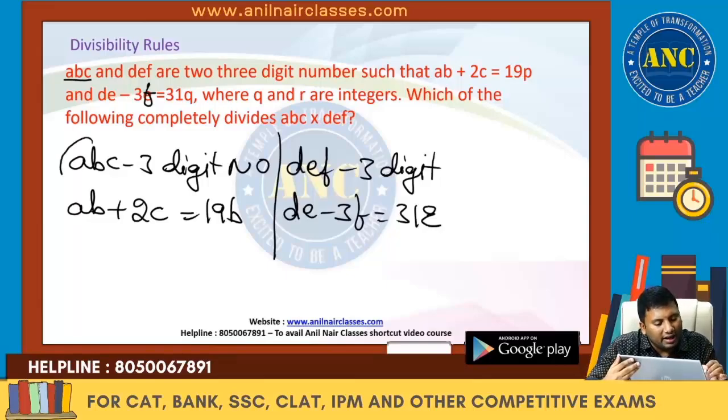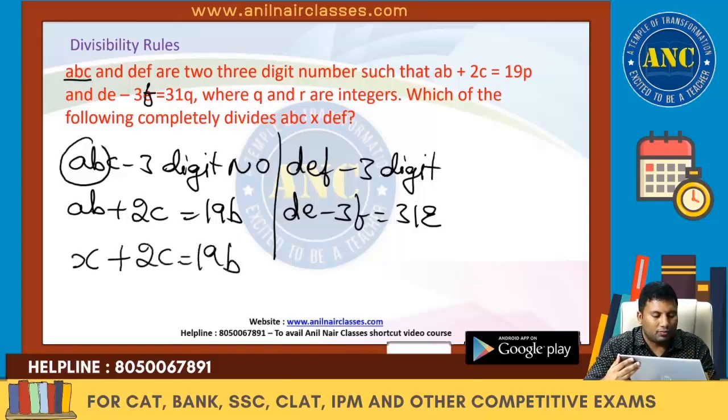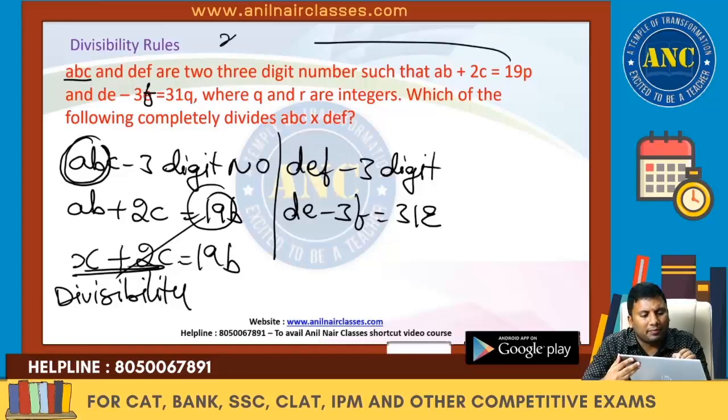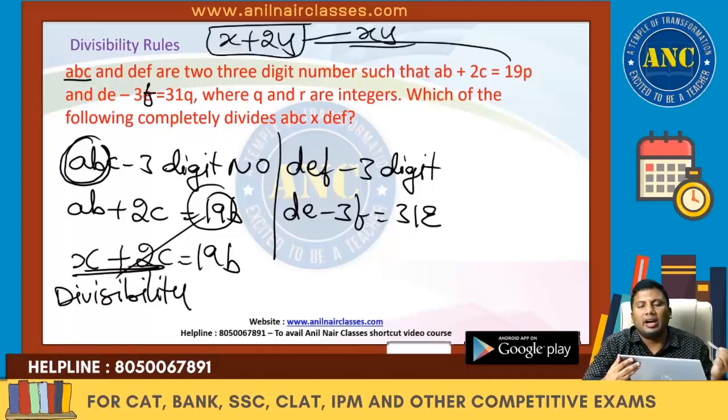Now, if I take AB as some number X, X plus 2C is 19P. Can I say that that is nothing but the divisibility rule for 19? Yes or no? Instead of giving AB, he gave ABC. I told you that A is any digit number. X plus 2Y is nothing but the divisibility rule for any number of the form XY. So that means ABC is divisible by 19.